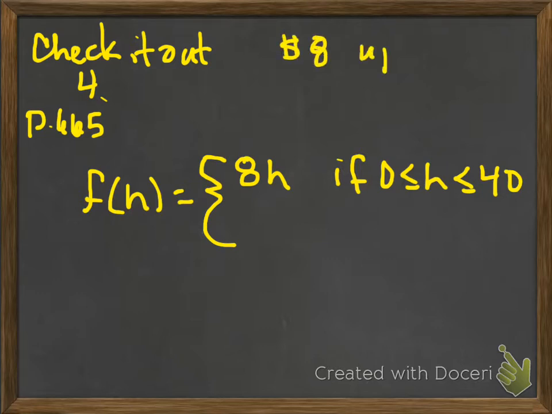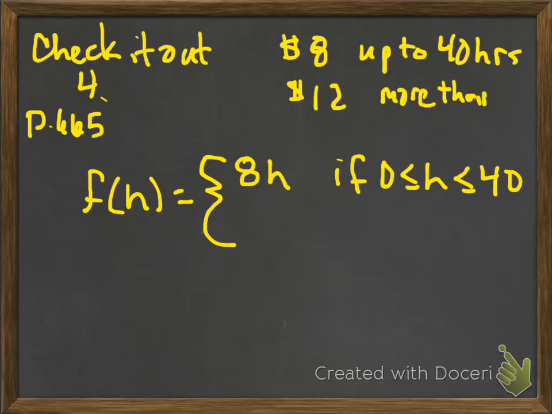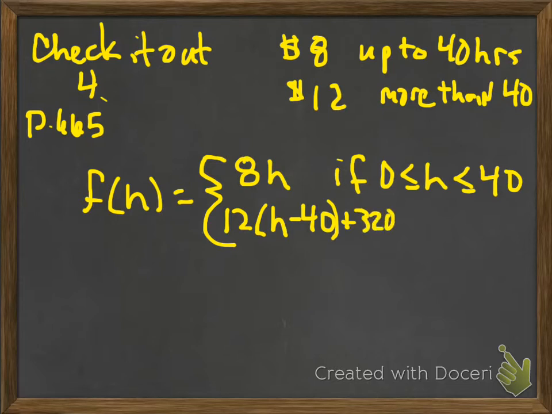So on the next one, we're going to say 12 times, and to show it's just for the overtime hours, 12 parentheses h minus 40. That way you're only multiplying by the hours that are over 40 hours. Also, you need to add in the 320 because 8 times 40 hours is $320. So that way the graphs stay connected. That 320 already represents your full amount of time, how much you're getting paid in the first 40 hours. Anything over that, you're getting paid $12 an hour. That only applies if h is greater than 40 hours.